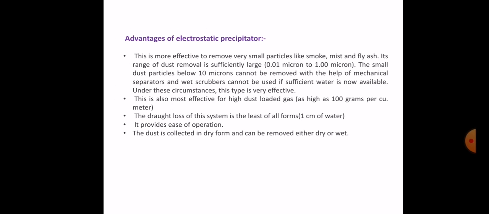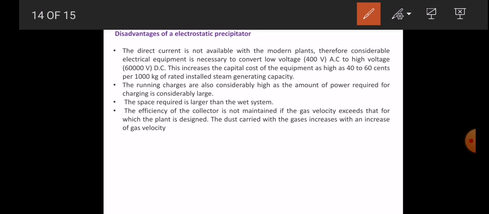What are the disadvantages of an electrostatic precipitator? Over here you can see, first, direct current is not available with modern plants. Therefore considerable electrical equipment is necessary to convert low voltage AC to high voltage DC. This increases the capital cost of the equipment as high as 40 to 60 cents per 1000 kg of rated installed steam generating capacity. The running charges are also considerably high, as the amount of power required for charging is considerably large, because we are using plates which are chargeable. That's why we are introducing the power, right?